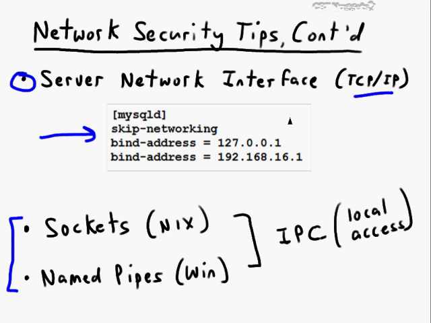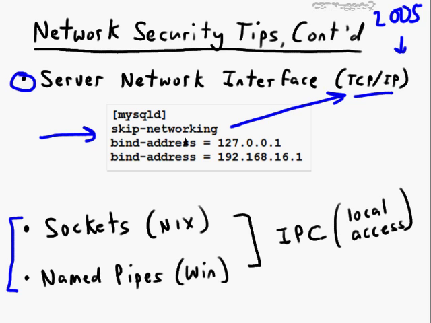Skip-networking is effectively your kill switch for TCP/IP. Now, if you come from a Microsoft SQL Server background, at least with SQL Server 2005 and above, you'll remember the Surface Area Configuration tool, and that's been supplanted with SQL Server 2008. Actually, it's been removed, not supplanted. But the idea was that Microsoft realized that enabling remote connections by default in a relational database system is not a very secure or wise thing to do.